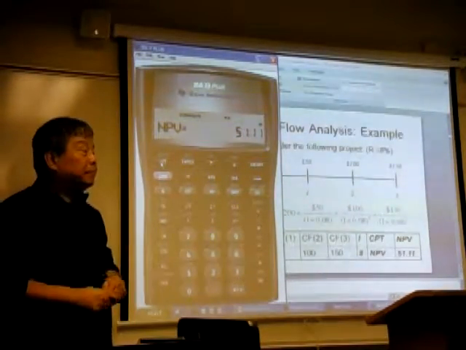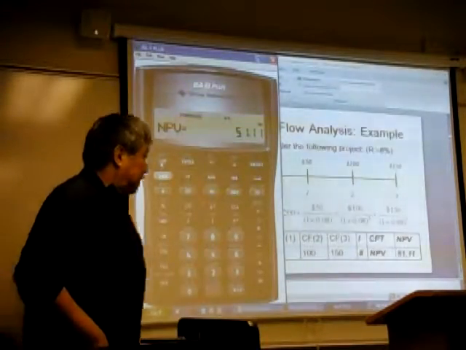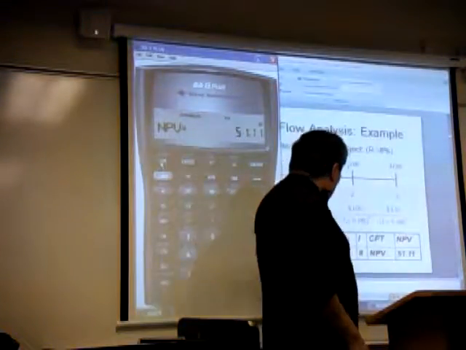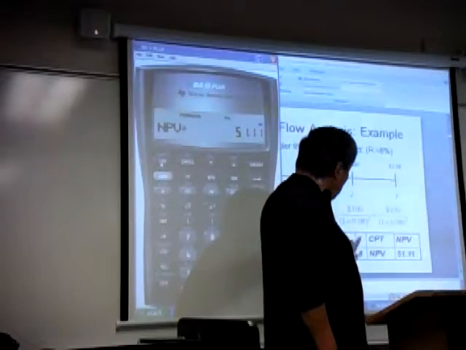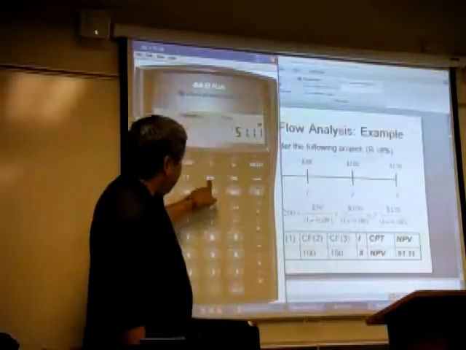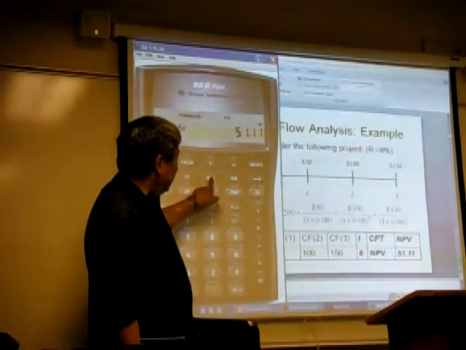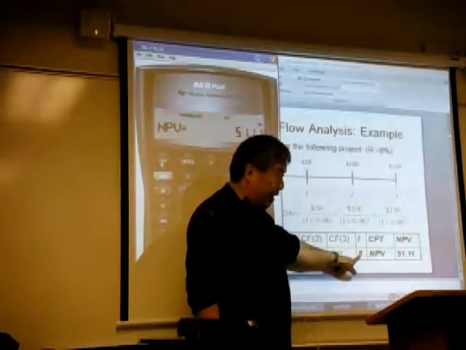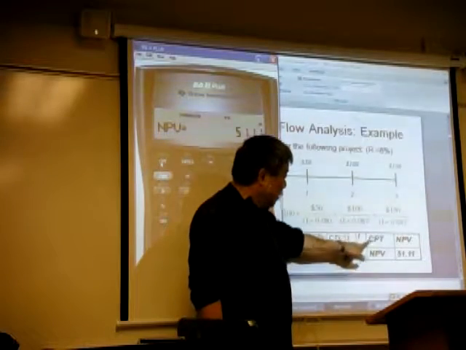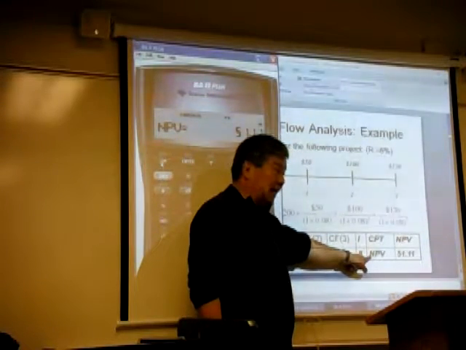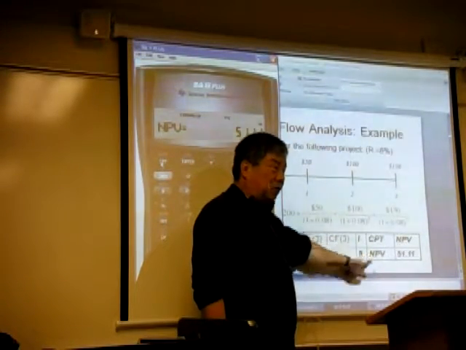So after the CF3, what do you punch in after that? After CF3, you don't need to punch anything. You go to net present value. You go to NPV key. Then you need to enter interest rate. Then you compute for NPV.